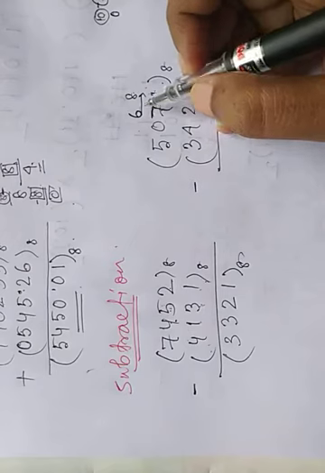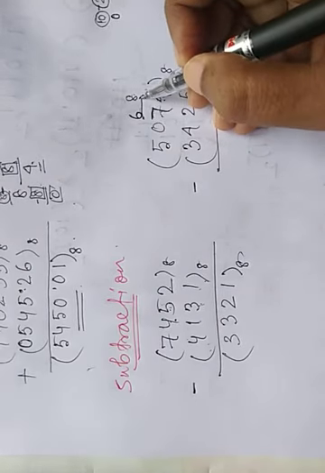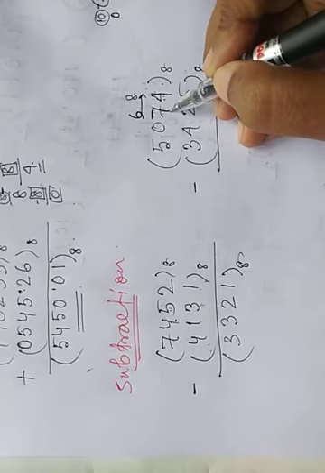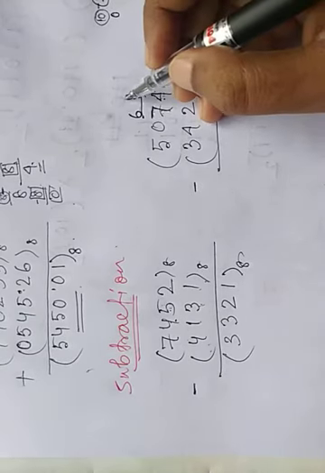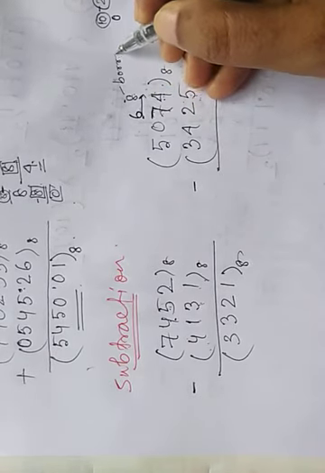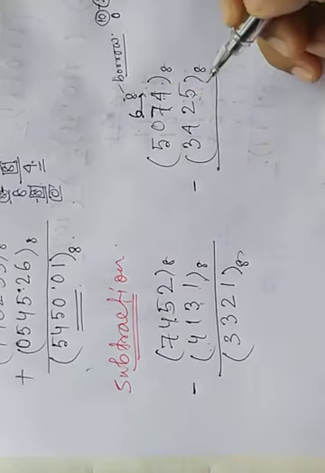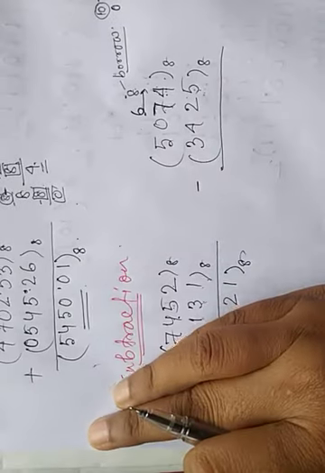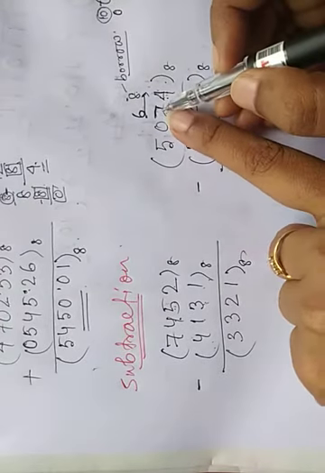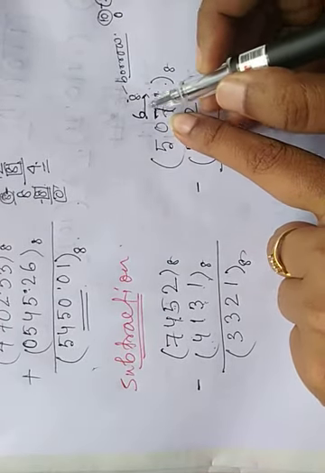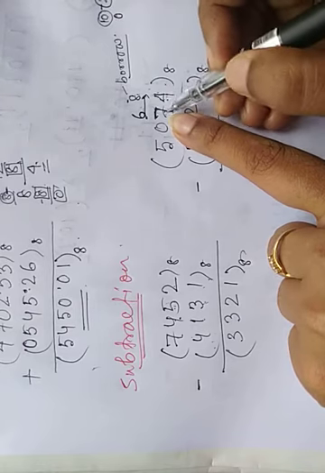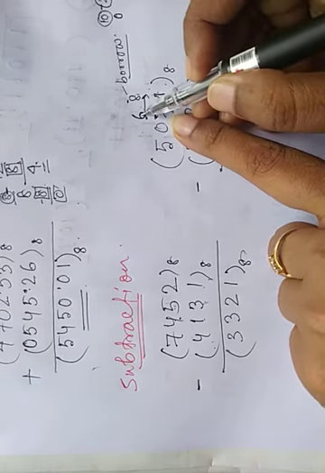Mind it, again I am telling you, whenever we take any borrow in the octal number system from its previous digit, we have to take 8 as borrow. It is borrow 8, not 1. Okay, we have to take 8 as borrow, and as we borrow one from its previous digit, the 7 changes into 6.